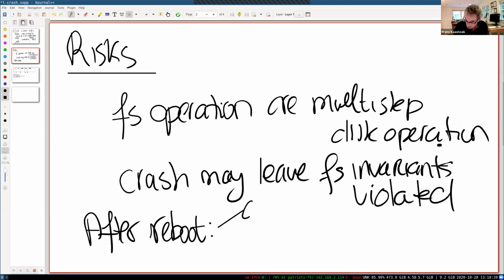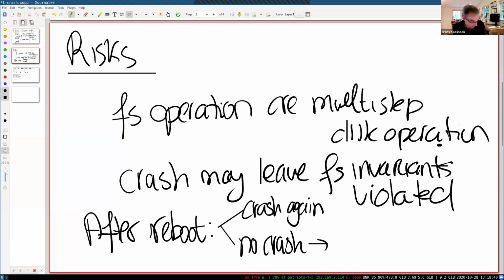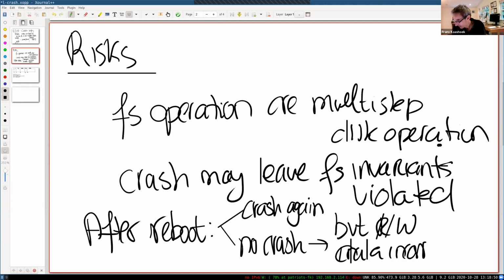You might crash again immediately because the file system is now in a state it can't deal with. The on-disk data structures are in such a shape that the file system really can't process them anymore. Or, more likely, you don't crash, but data may get lost, or you read or write incorrect data. We'll see a couple of examples to make that more clear, but this is the kind of risk we're worried about.